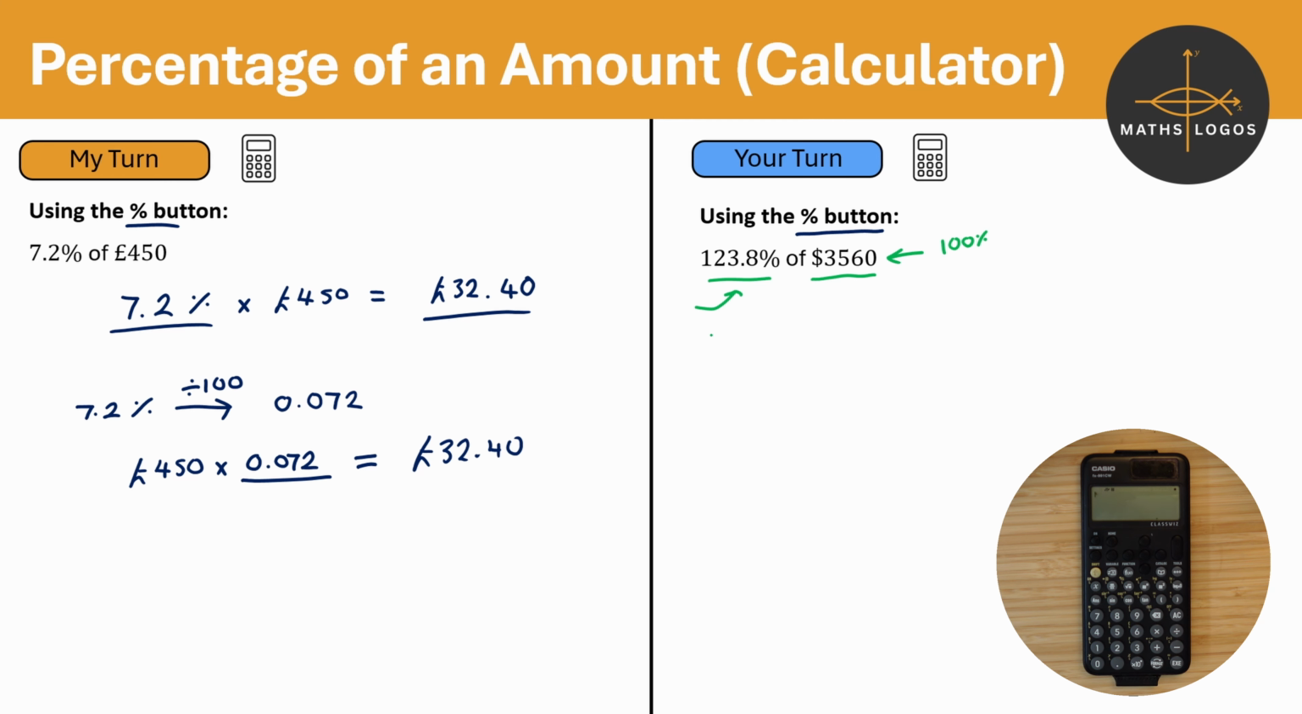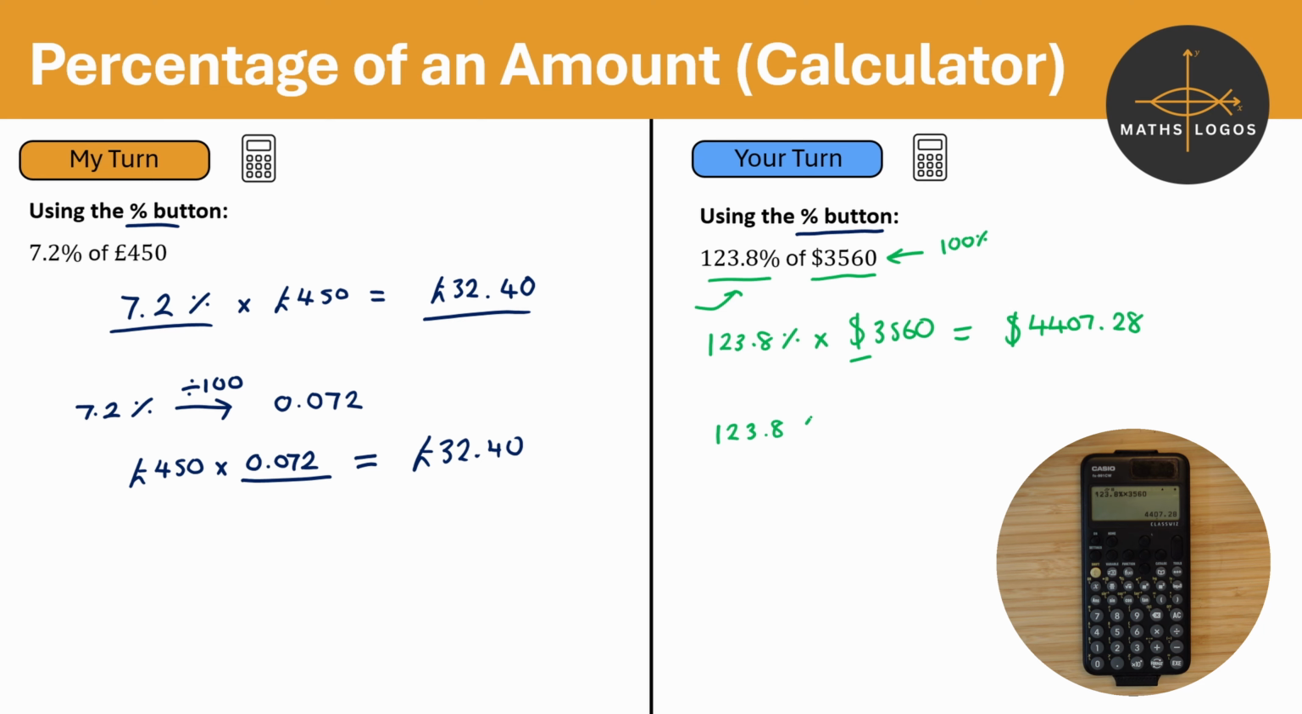The calculation I'll be typing into my calculator is 123.8% multiplied by $3,560. Obviously, that's not going to be typed into our calculator as written. So I'll go to my catalog, down to probability. It gives me that percentage button. I type in 123.8%, multiply that by $3,560, and hit the execute button, turn it into a decimal, and I get this answer. It's $4,407.28.